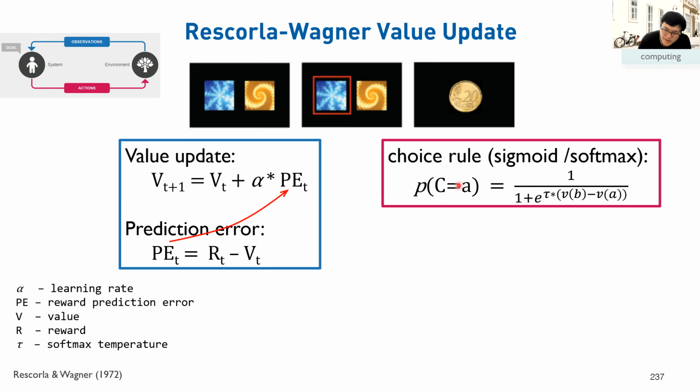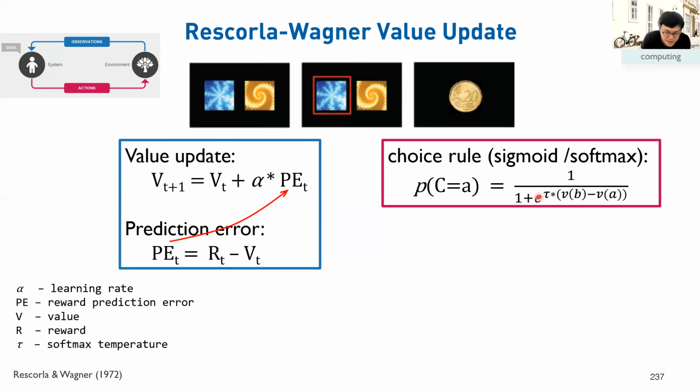So here, this is what I showed you from the previous slides. The softmax choice function is able to reflect the value difference. The free parameter here is the tau. It determines the slope, how steep or how shallow the curve is, depending on how large the tau parameter is.